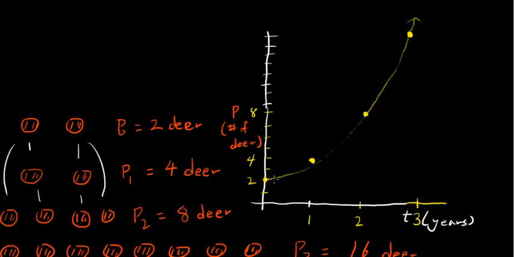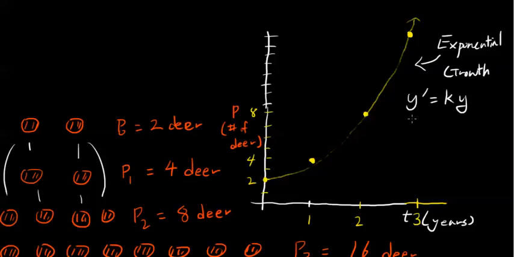And what's the name for this graph? Well, we call this exponential growth. And in the previous video, we saw that exponential growth can be represented by the differential equation y prime is equal to ky. The rate of change of y with respect to time is some constant times y.